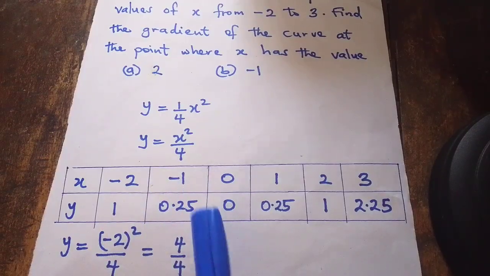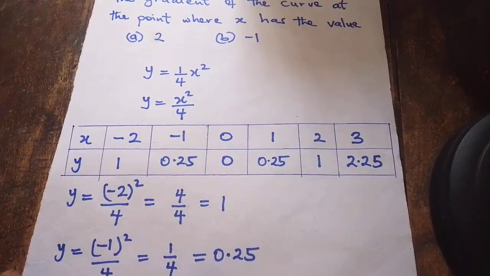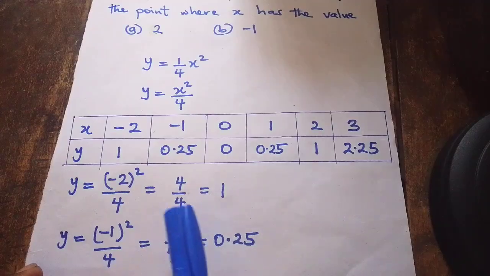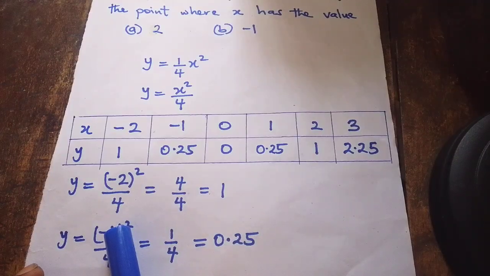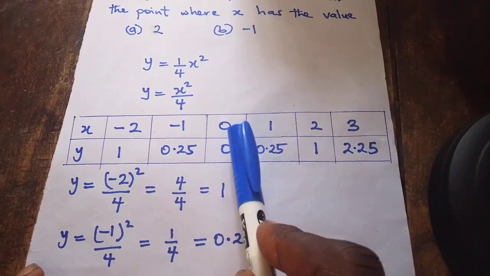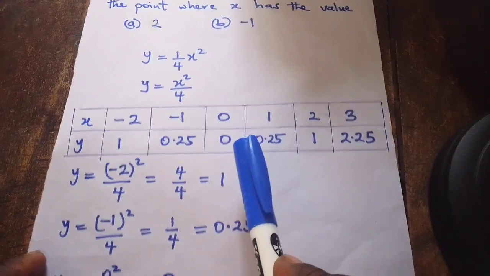When x is -1, we have to substitute. So that means in place of x, put -1 squared over 4. Then -1 squared is -1 times -1, which is 1, over 4. 1 divided by 4 will give you 0.25. So 0.25.